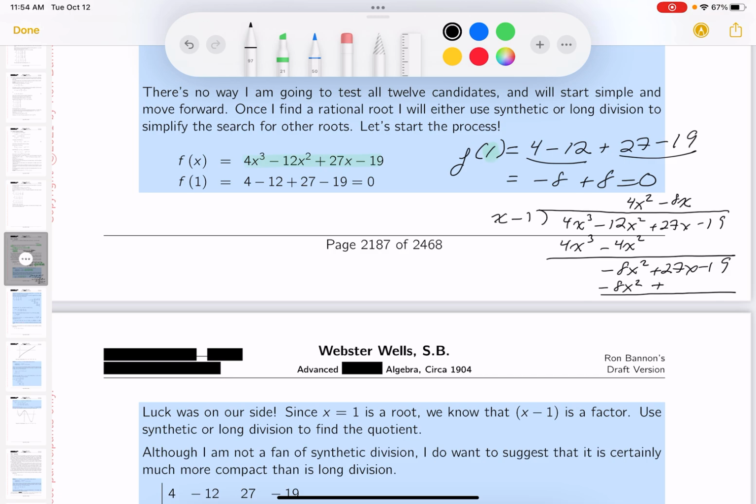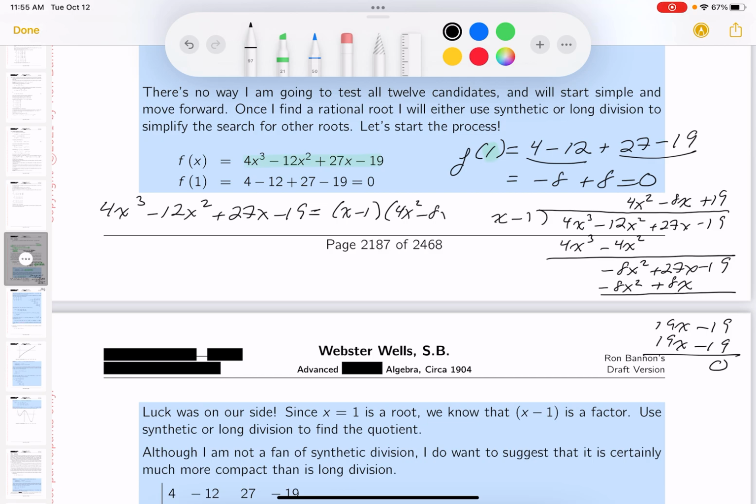Then you're going to get plus 8x. You're going to subtract. What do you get? 19x. Need to match again, plus 19. 19 times x is 19x, minus 19. As expected, remainder 0. So now I know this. I know 4x cubed minus 12x squared plus 27x minus 19 factors into x minus 1, 4x squared minus 8x plus 19.